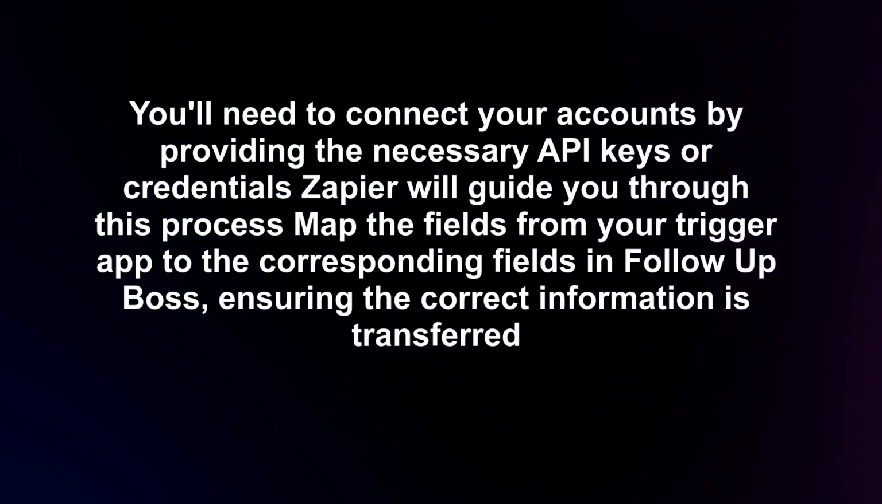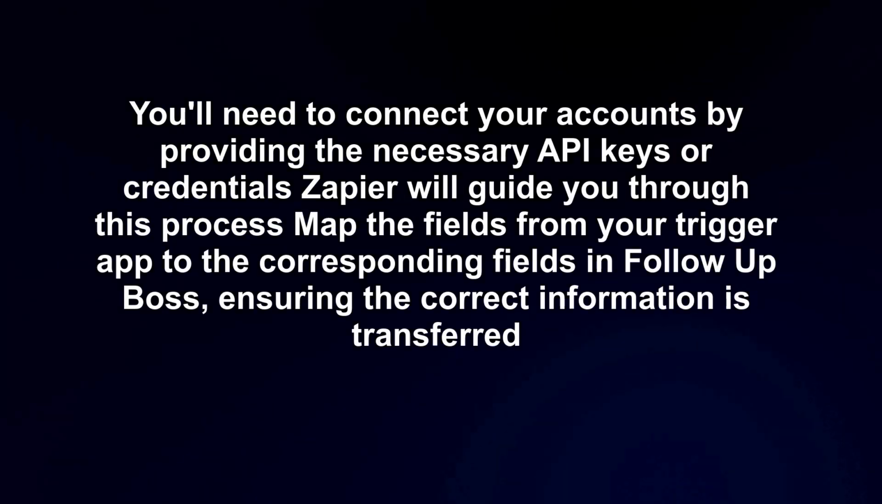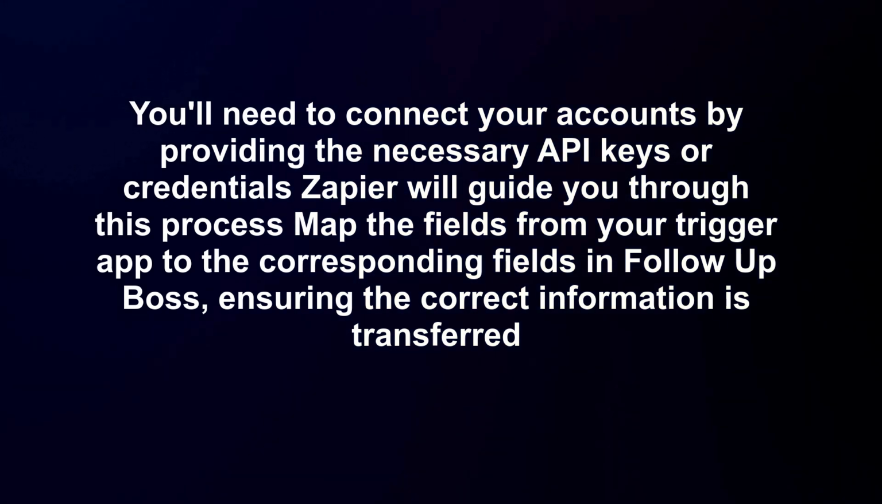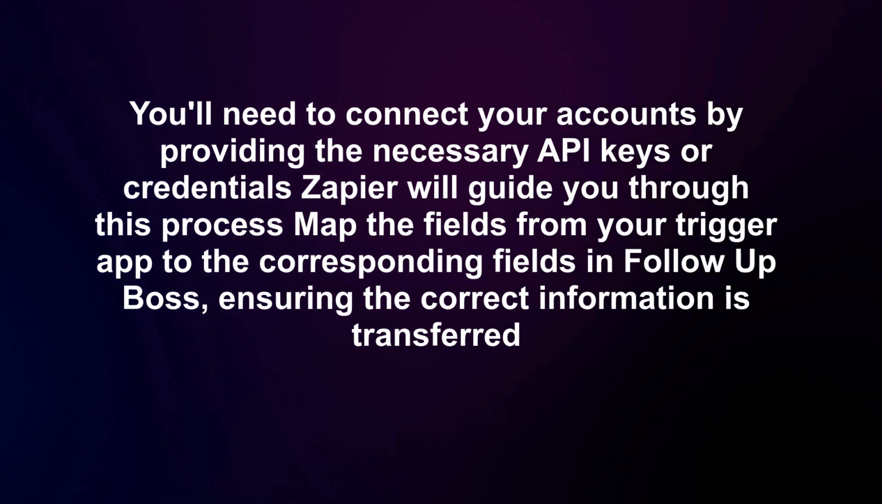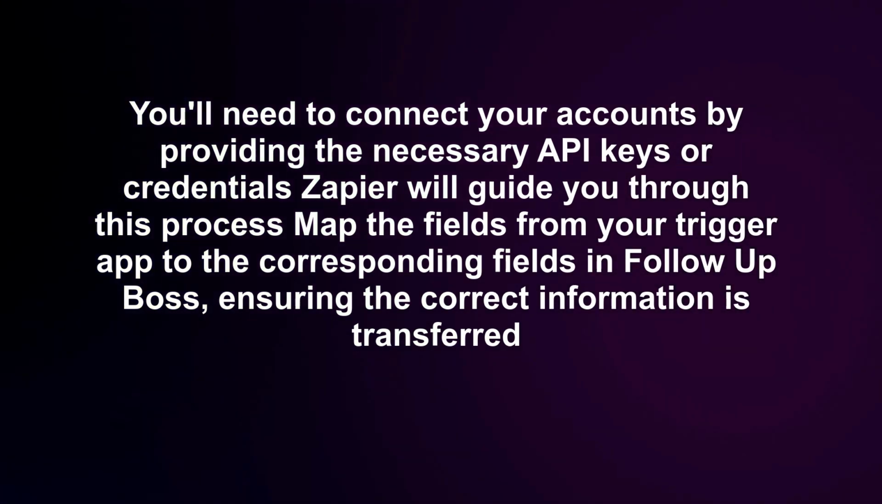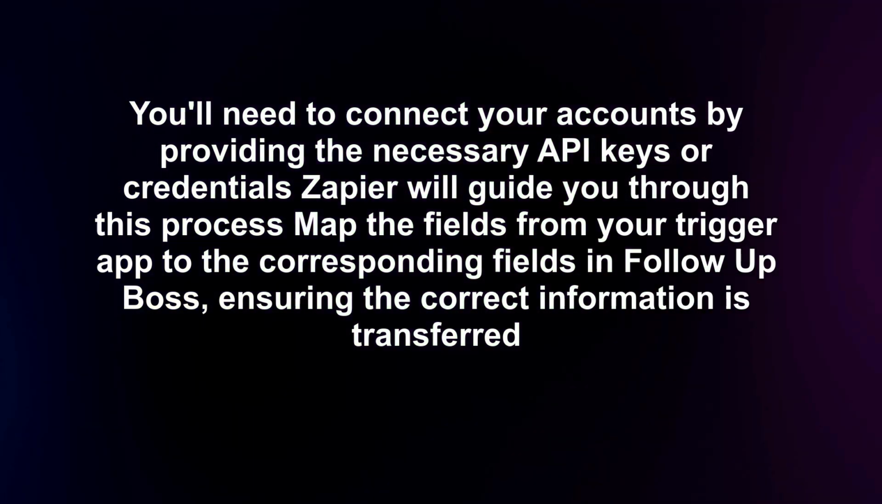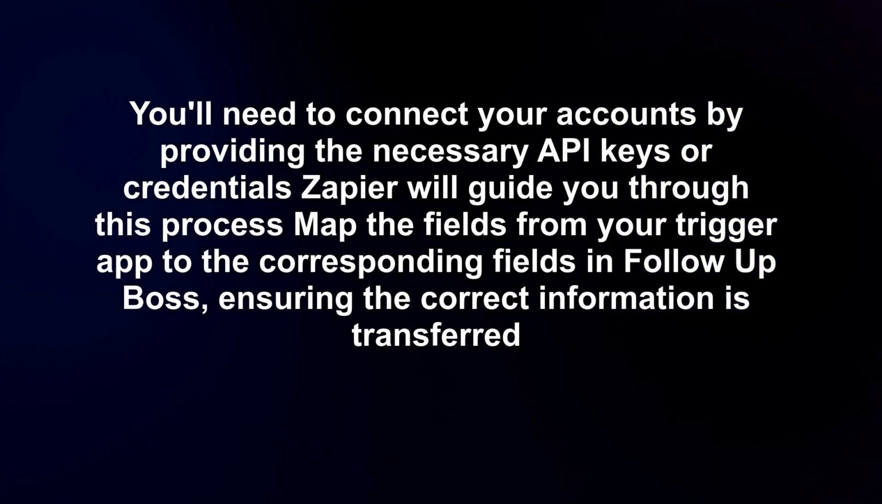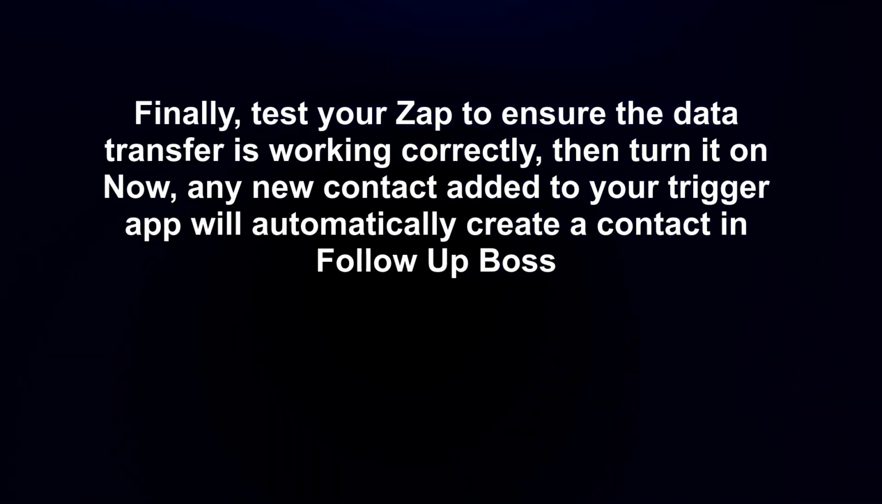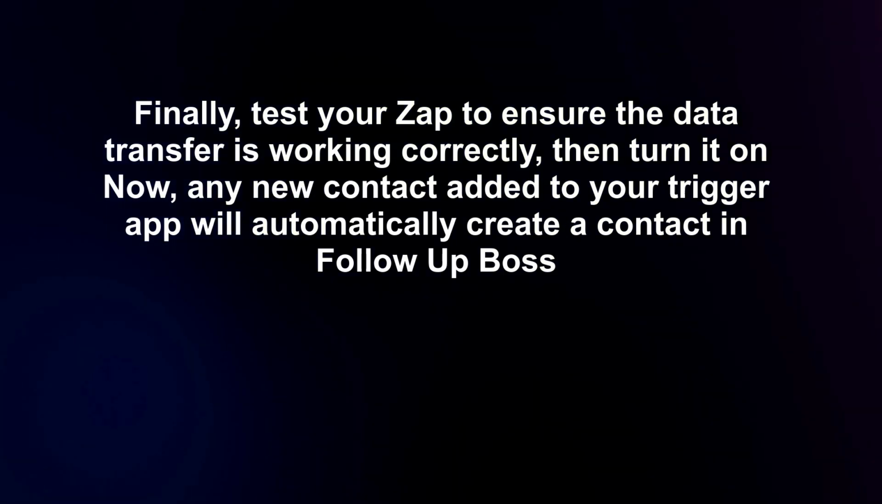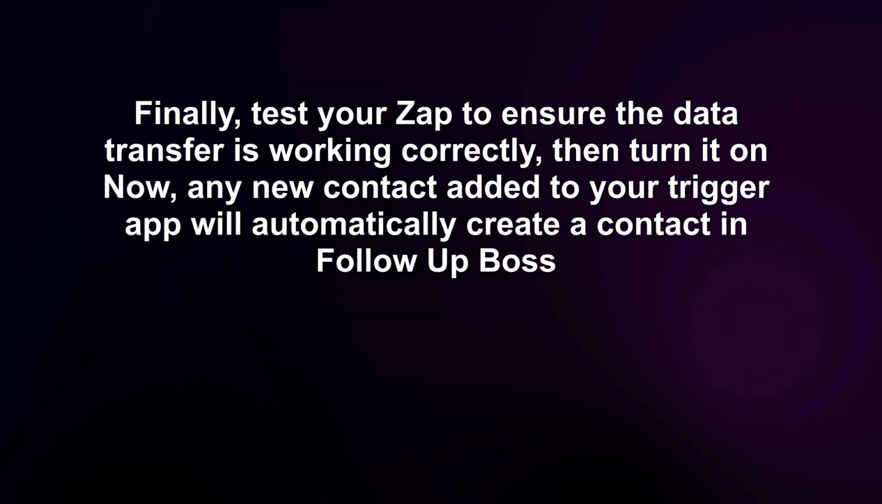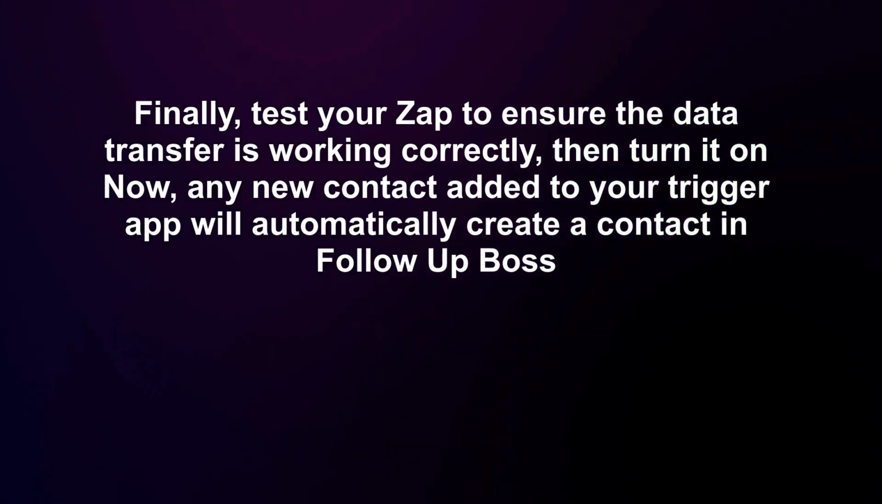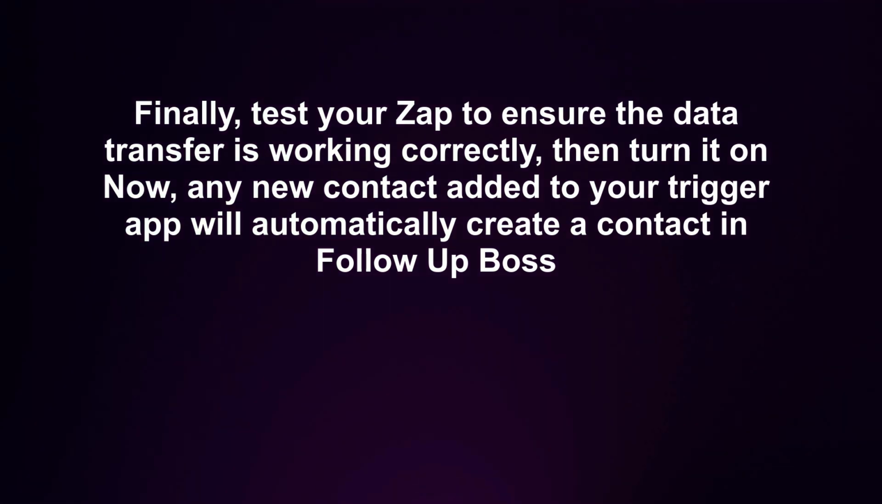You'll need to connect your accounts by providing the necessary API keys or credentials. Zapier will guide you through this process. Map the fields from your trigger app to the corresponding fields in Follow-Up Boss, ensuring the correct information is transferred. Finally, test your Zap to ensure the data transfer is working correctly, then turn it on. Now, any new contact added to your trigger app will automatically create a contact in Follow-Up Boss.